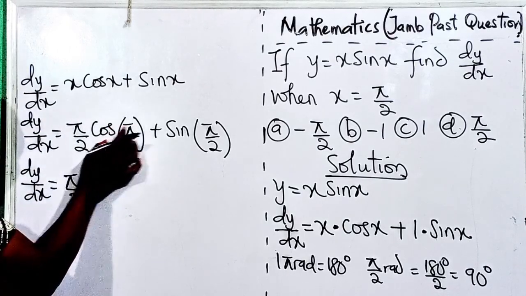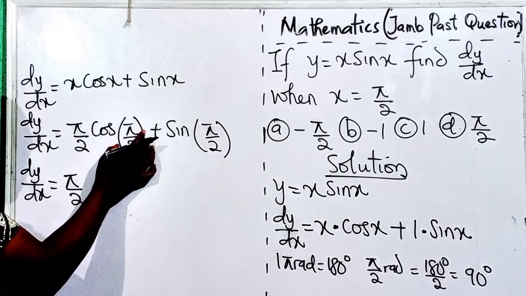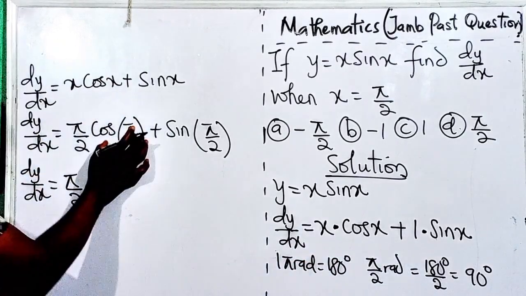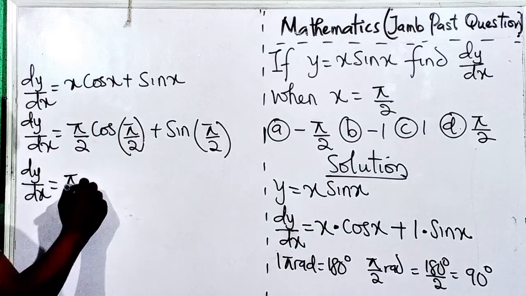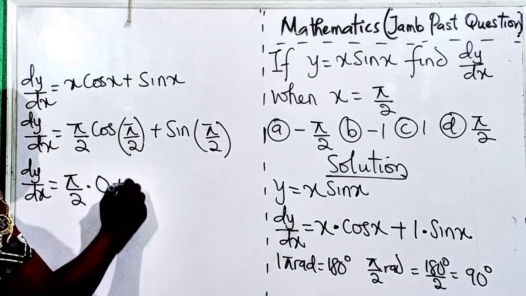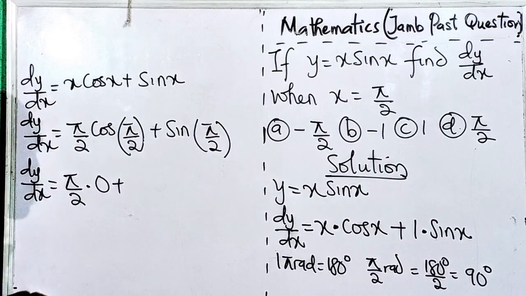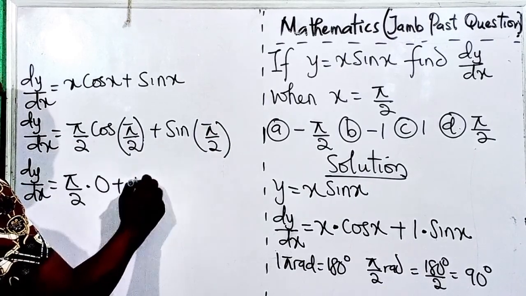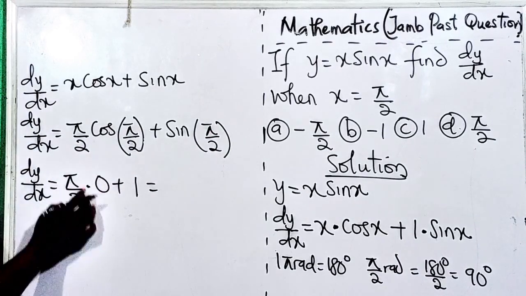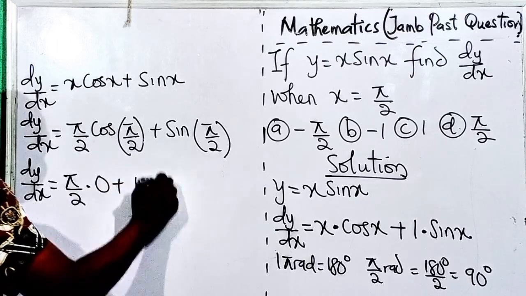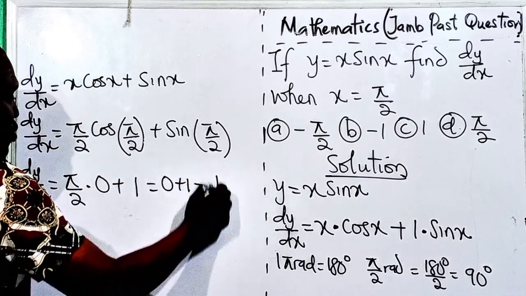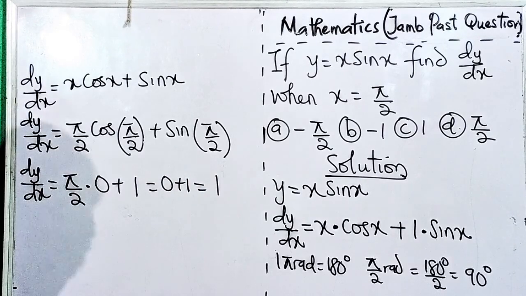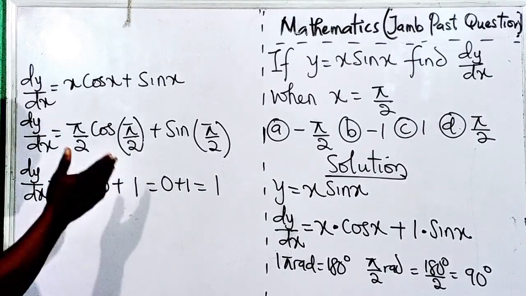Now cos 90, because pi over 2 radian is 90 degree. Now cos 90 degree is what? Is 0. Don't forget. Plus, now sine 90 degree is 1. So 0 times pi over 2 gives us 0. So having 0 plus 1, and that gives us what? 1. Is that clear? So our answer now is 1.